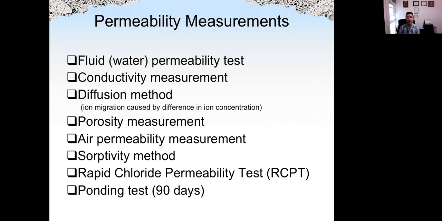So from the previous discussion, we know permeability is number one, the most important factor for durability. And here shows many different methods to measure permeability of concrete. So we'll pick some of them to discuss.